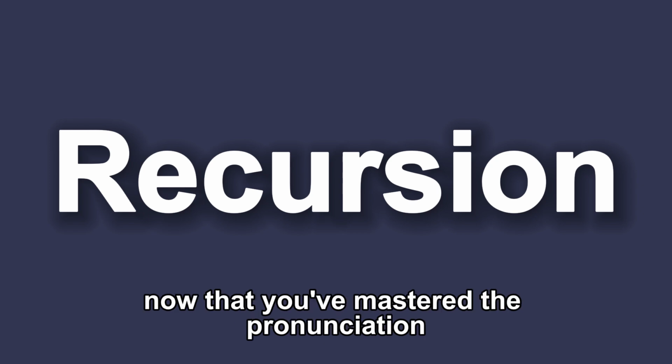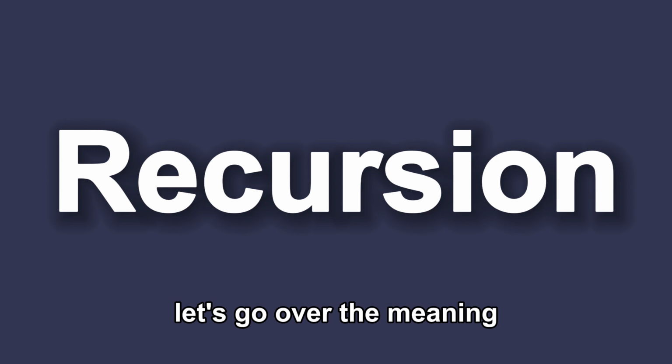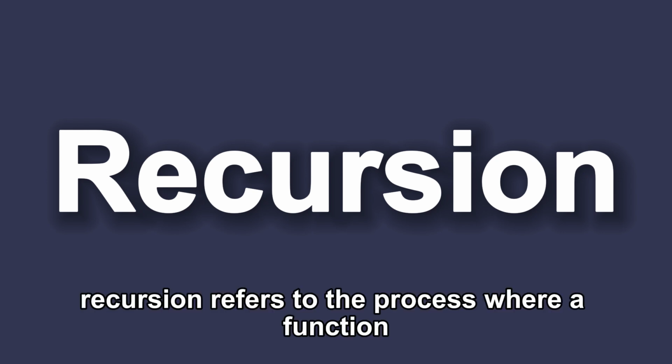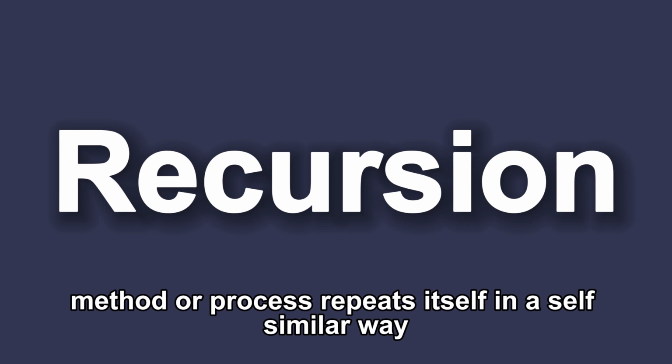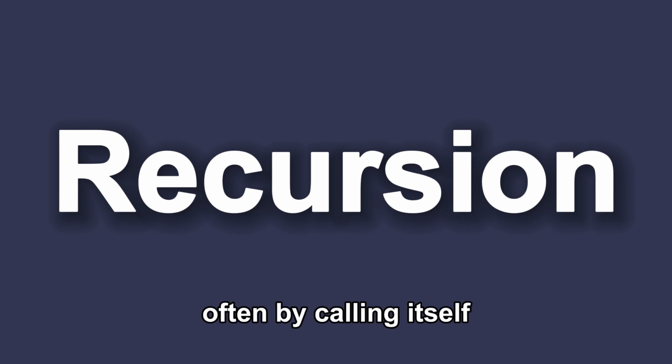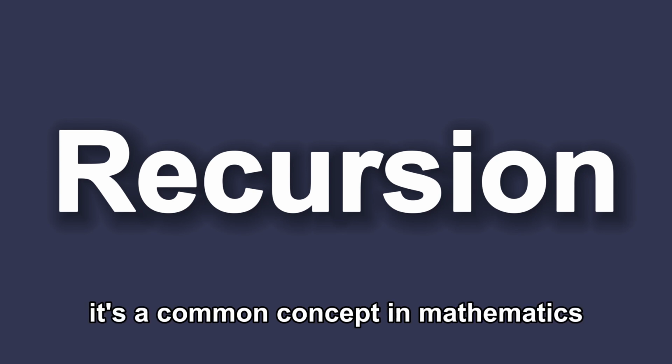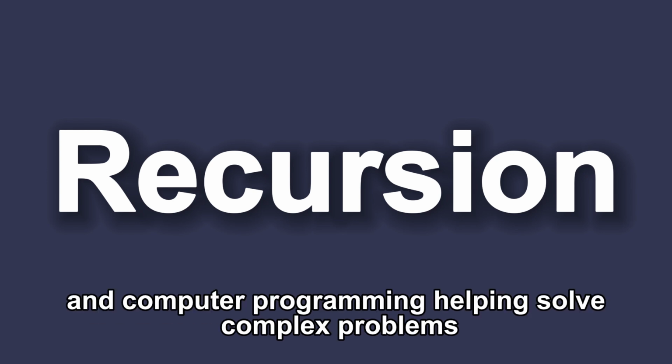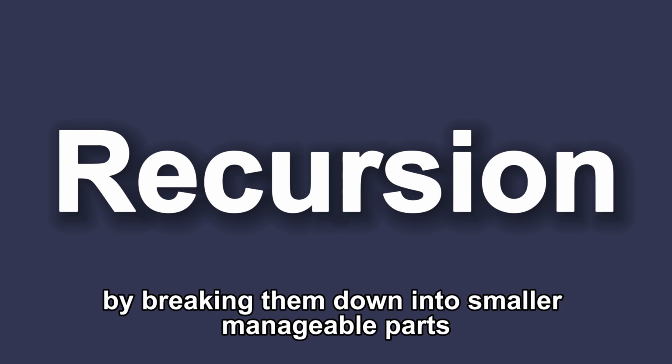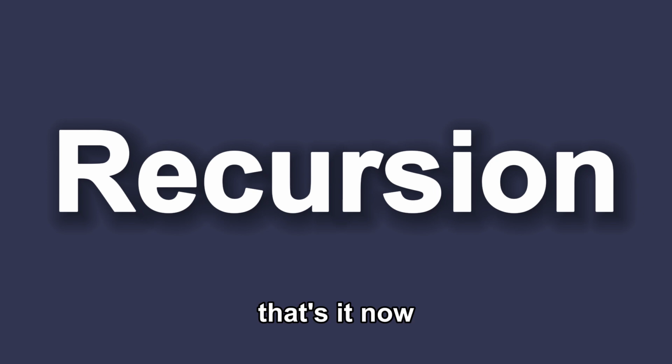Now that you've mastered the pronunciation, let's go over the meaning. Recursion refers to the process where a function, method, or process repeats itself in a self-similar way, often by calling itself. It's a common concept in mathematics and computer programming, helping solve complex problems by breaking them down into smaller, manageable parts.